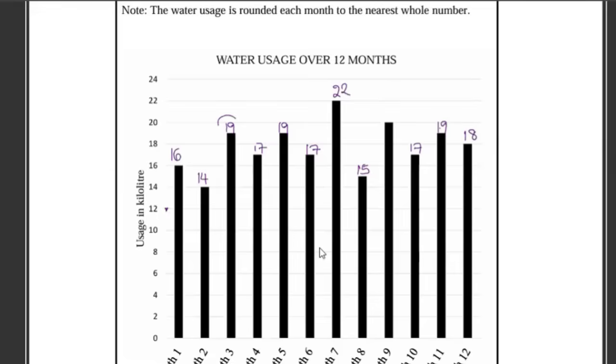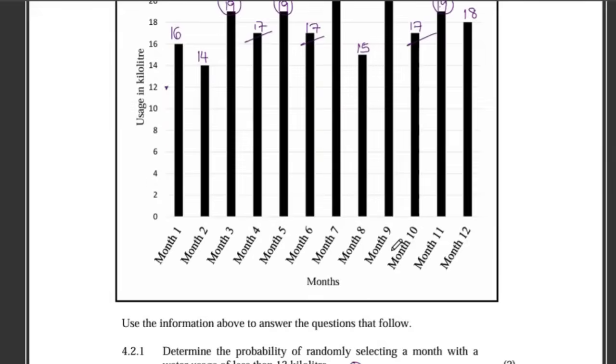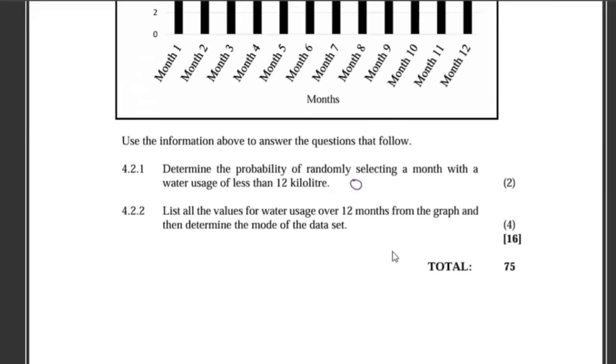Here I've seen 19, 19, 19 three times. Also 17, 17, 17 three times. So the mode here is bimodal, and it simply means we have 17 and 19. These are our modes. And this brings us to the end of this question paper.